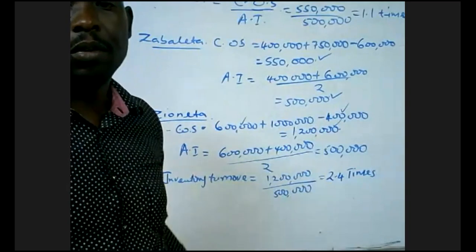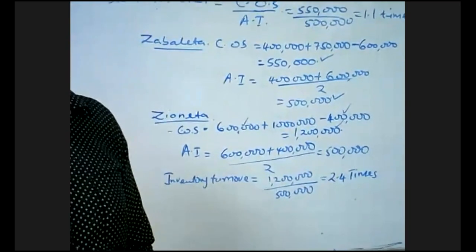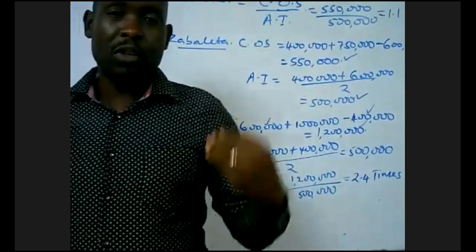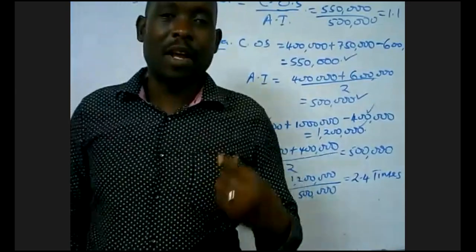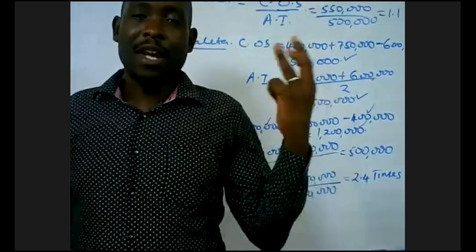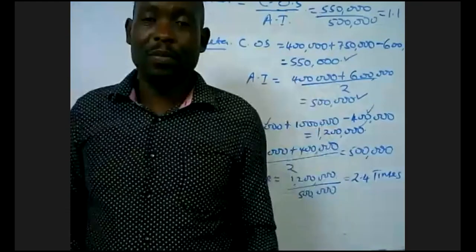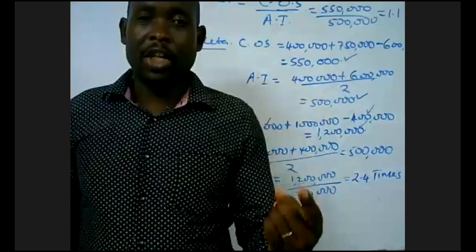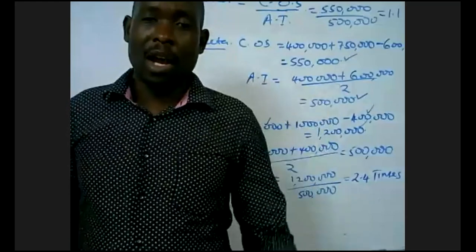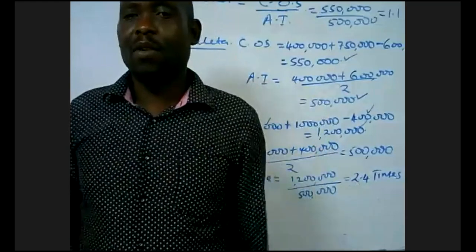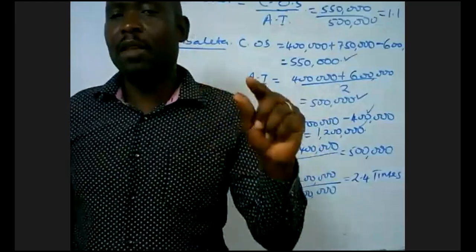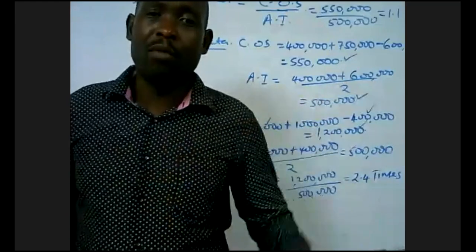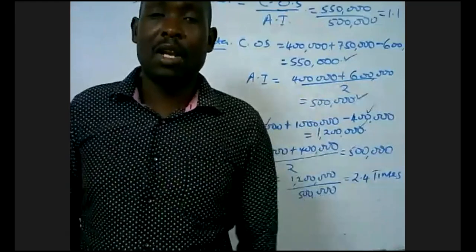Current ratio, current assets over current liabilities. Again, here you need to understand what constitutes current assets. What are the items that qualify to be called current assets? Current assets comprise inventory, debtors or accounts receivables, cash in hand, cash at bank, and also the prepaid expenses. All those are current assets. So when they are given separately, you should be in a position of identifying them, and then you sum the figures to get to the total current assets.